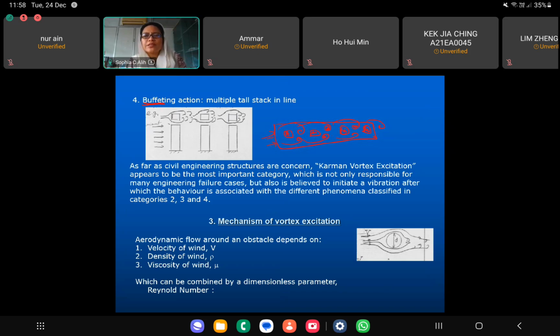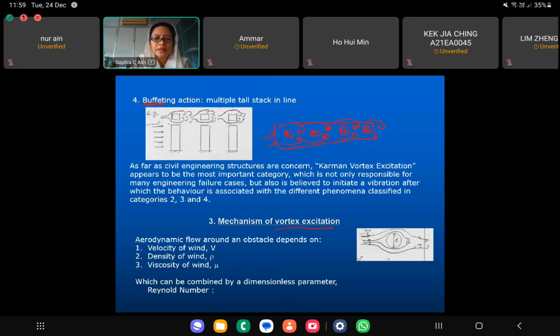This kind of design, which we call multiple tall stacks in line, will cause a buffeting action that you have to check, along with self-vibration or vortex excitation as well. So these are the design matters when you are designing for wind on a structure. Now, how can you check on the vortex excitation? We are talking about vortex, how can you check on it?